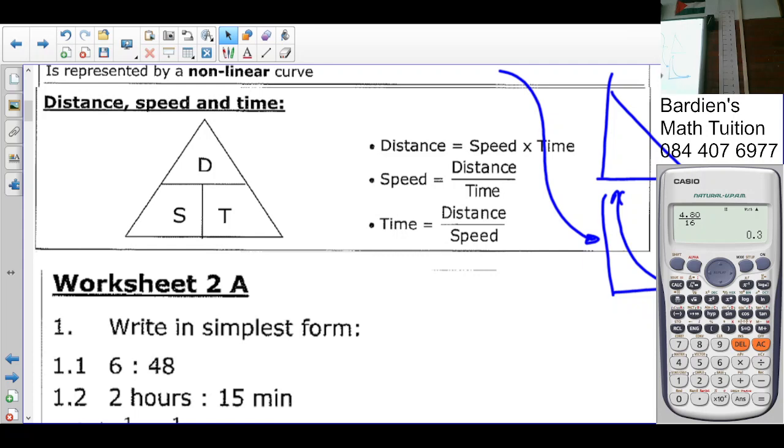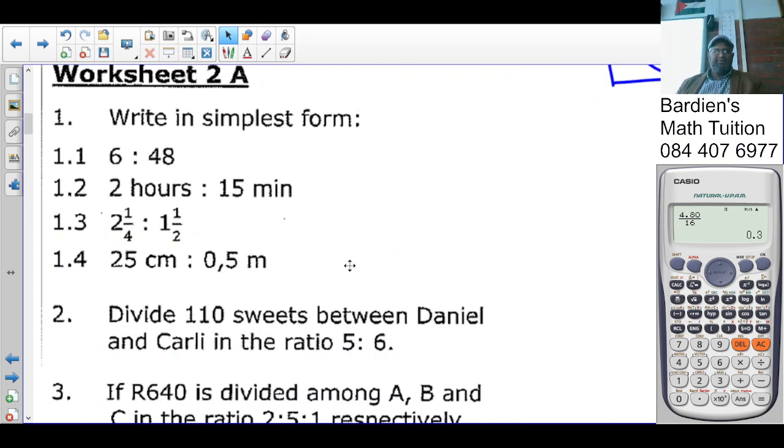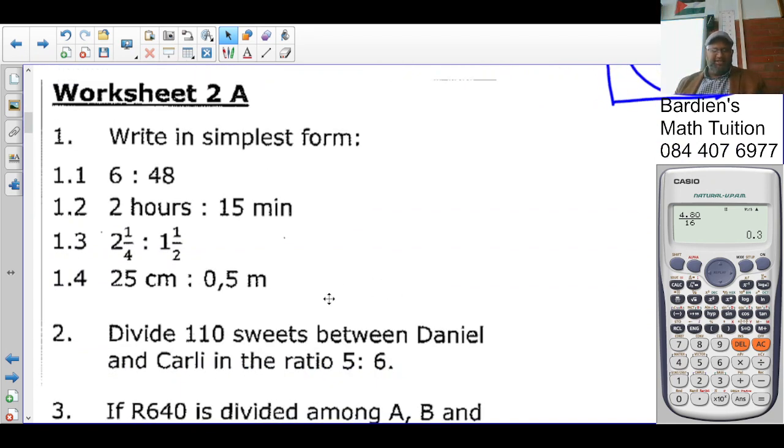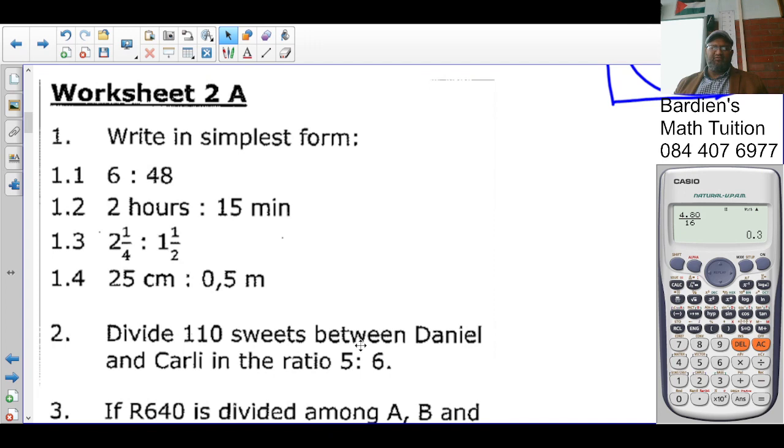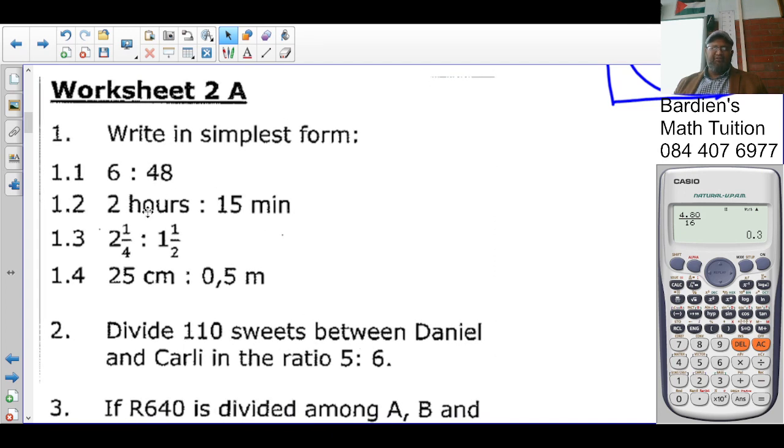So let's go into worksheet 2A. Worksheet 2A. I'm going to pause the video again. But they're asked to write in the simplest form. 6 is to 48. You got 2 hours to 15 minutes. You got 2 1/4 is to 1 1/2. You got 25 centimeters is to 0.5 meters. Divide the 110 sweets between Daniel and Carly in the ratio 5 is to 6. I'll give you a couple of minutes to sort out those sums quickly. I'll pause the video again.